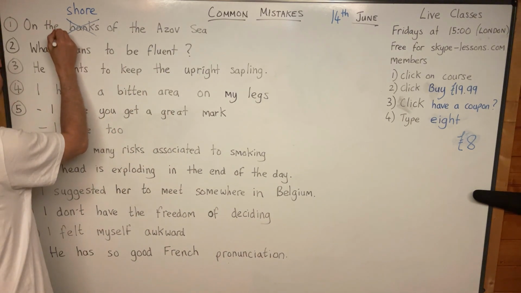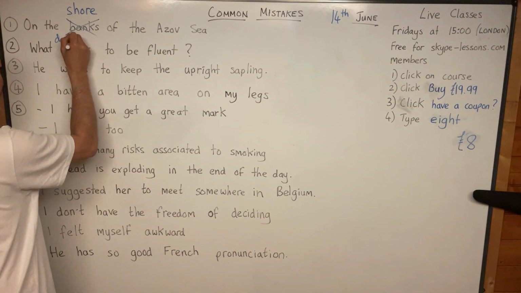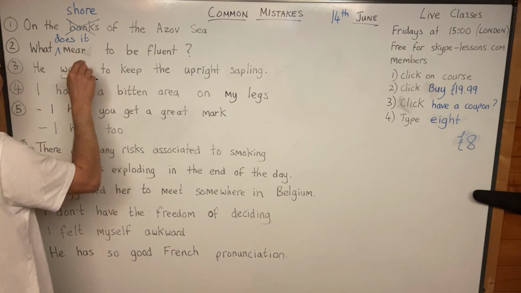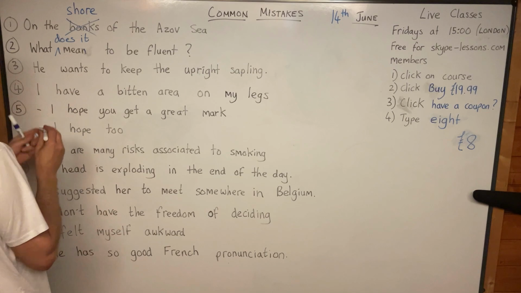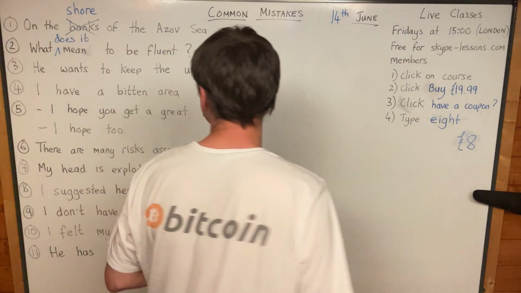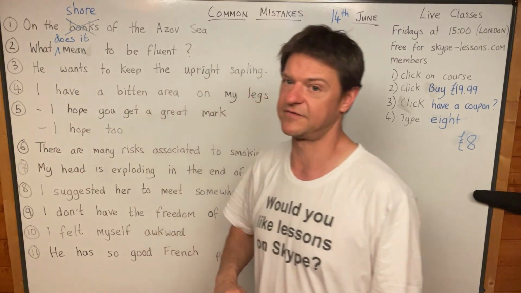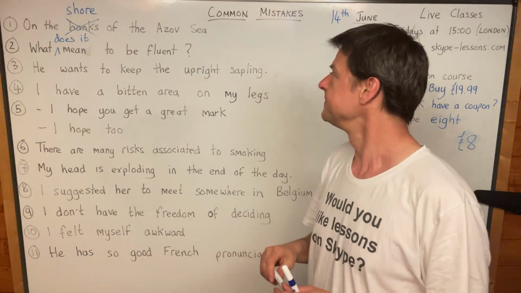Yeah, what does it mean to be fluent? And then we got it correct. Okay, and then we've got question word, auxiliary verb, subject, infinitive, and that's the way we do questions.